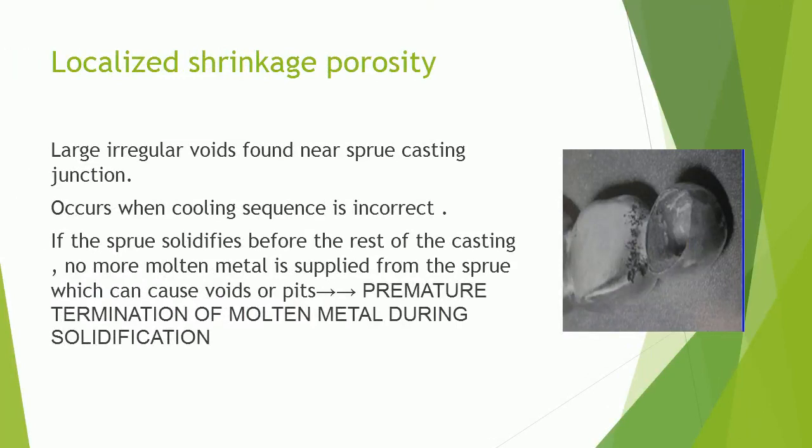Now let's discuss the localized shrinkage porosity. This appears as large irregular voids and they are commonly found near the sprue and the casting junction. And the reason for this type of porosity is when the cooling sequence is incorrect or irregular. If the sprue solidifies before the rest of the casting, no more molten metal is able to travel from the sprue, which can cause voids or pits. So this is basically the premature termination of molten metal during solidification, which means that it cools before its time, and that leads to large irregular voids found near the sprue casting junction.